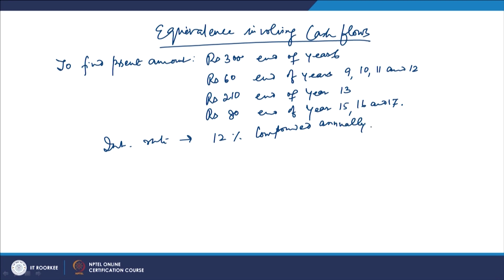Now, what we see is that these are the transactions. You have 17 years of time domain. In that, rupees 300 is transacted at the end of year 6, rupees 60 at years 9, 10, 11 and 12, then 210 at year 13, and 80 at years 15, 16 and 17. So, what will be the equivalent present amount for such cash flows? We have to analyze such cash flows and then find the equivalent. The aim is that for all these transactions, you have to have the equivalent value defined at time 0.